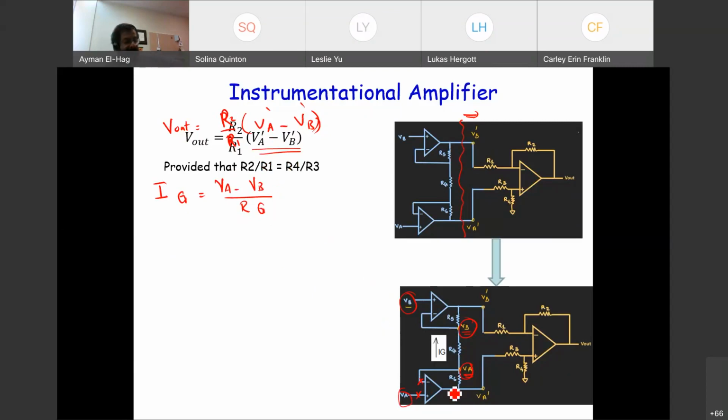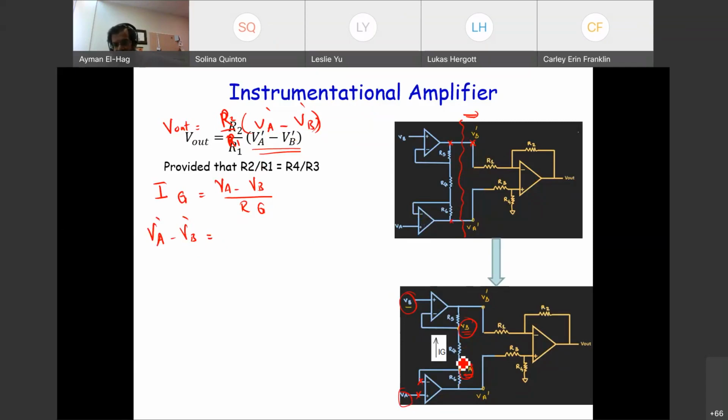So what is VA minus VB, which is this voltage, these differential inputs here? What is their difference? This node is basically this node, and this node is basically this node. So now the current that goes into here is equal to 0.